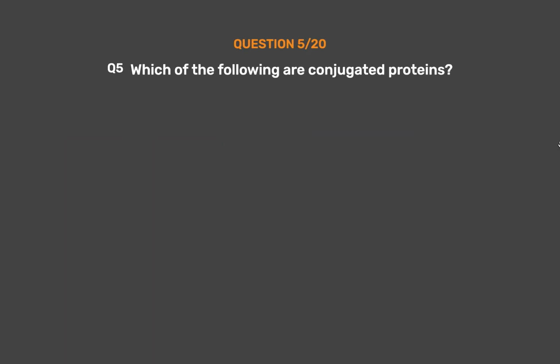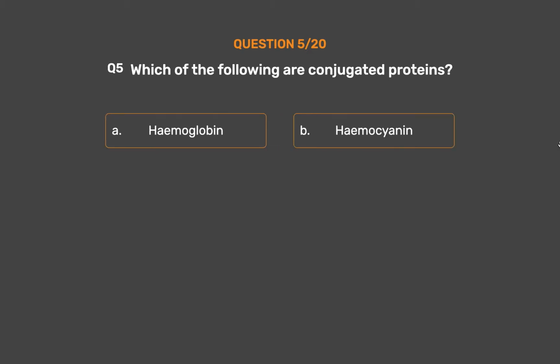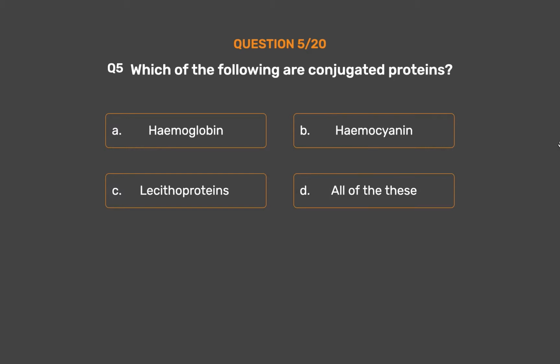Question number 5. Which of the following are conjugated proteins? Option A. Hemoglobin. Option B. Hemocyanin. Option C. Lecithin-proteins. Option D. All of these.